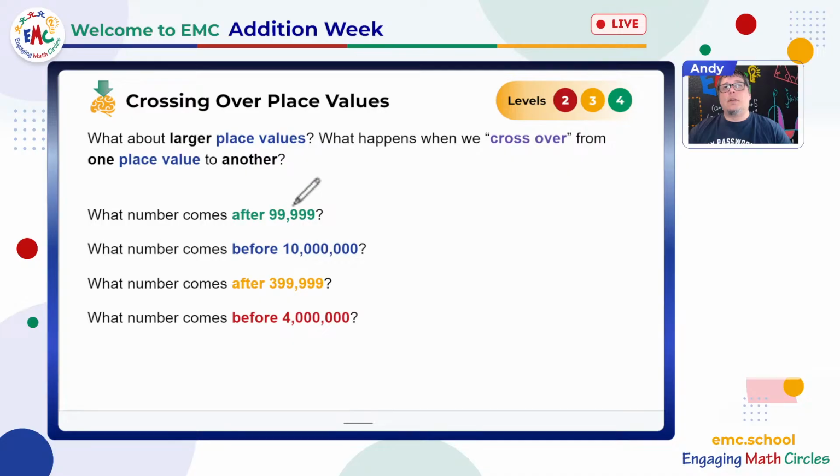What number comes after 99,999? That's a trickier question. Because after 9, it goes to 10. After 99, it goes to 100. We know those. But the bigger it gets, the less likely I am to know what it is. So we're going for adding 1 to this, we'll get 100,000.